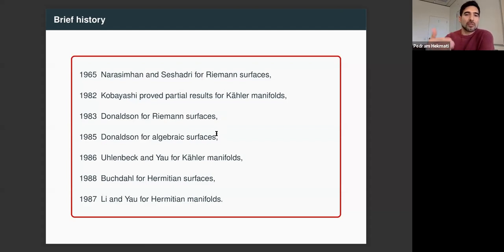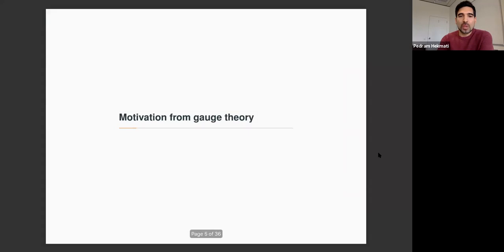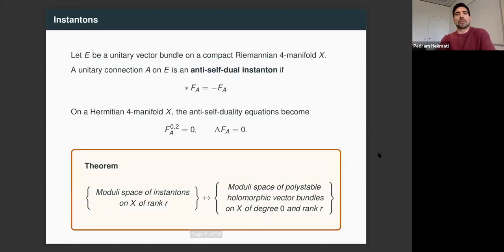This was successively generalized to algebraic surfaces and then to arbitrary surfaces. And then by Uhlenbeck and Yau, it was generalized to Kähler manifolds. And the technique here is the continuity method, which is the method we can apply in the foliated setting. All right, so before getting into the setup in the foliated setting, let me give you a bit of motivation why you would be interested in this question for foliations.